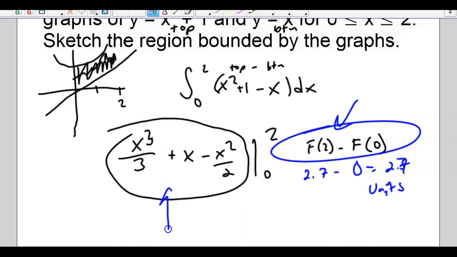Yes, I just plug this into the calculator. And then the calculator is going to calculate all this for me. All right.